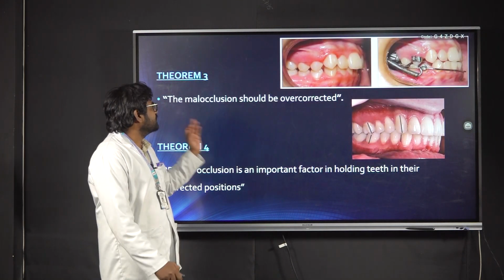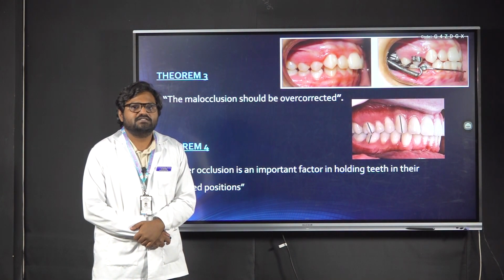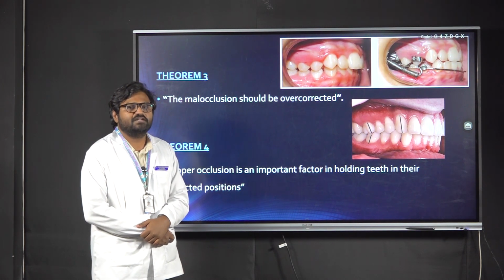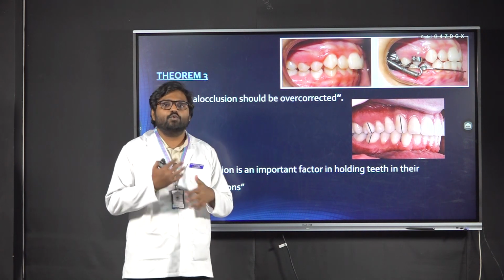And third, your malocclusion should be overcorrected. As I said, as relapse is inevitable, some amount of at least 0.1 or 0.2 mm of relapse could happen. So what we try to do is overcorrect the treatment.